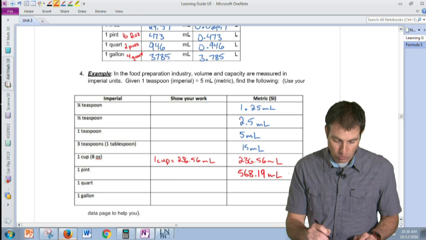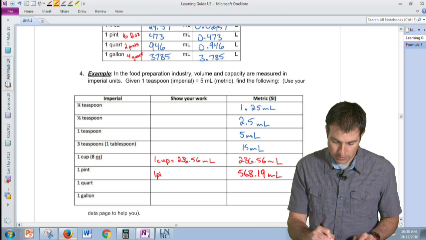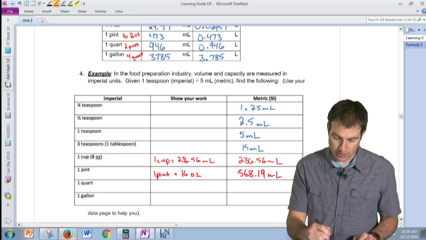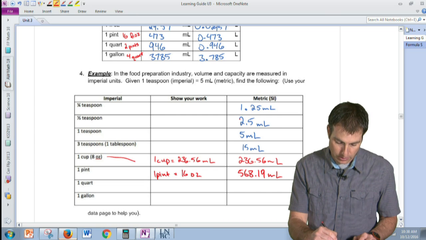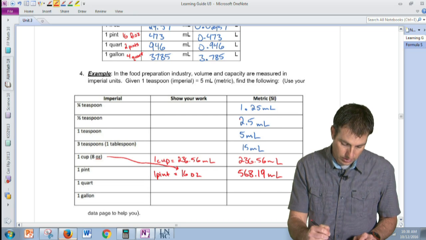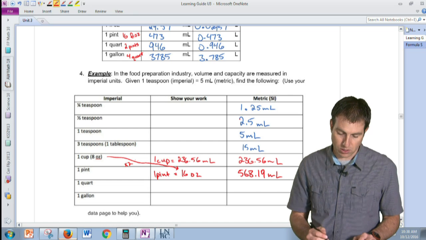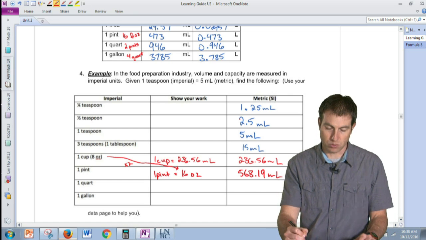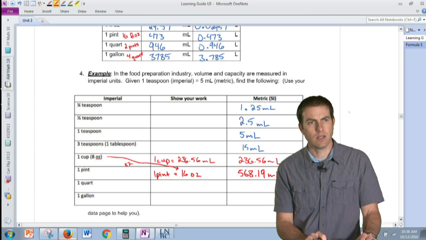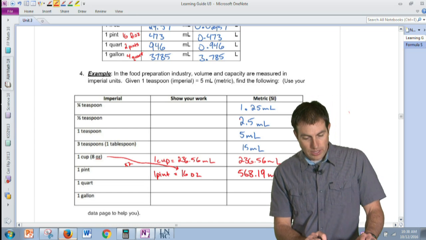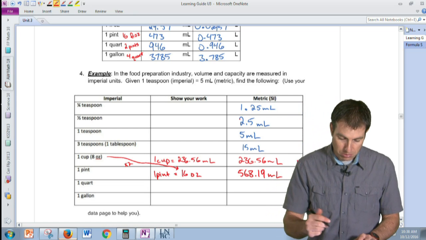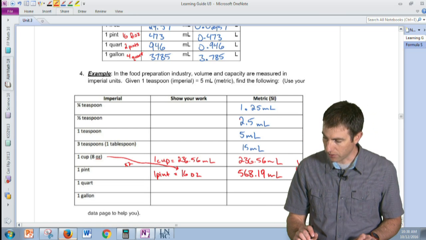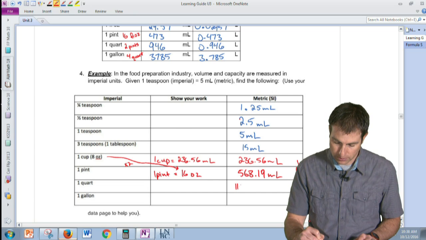And how do I know that? Well, 1 pint is 16 ounces. And basically to get from 8 to 16, I just multiply by 2. So that's all I did to get from there to there. I just multiplied by 2. A quart is 2 pints, so I just double what I have again, just multiplying by 2, and I get 1136.38.